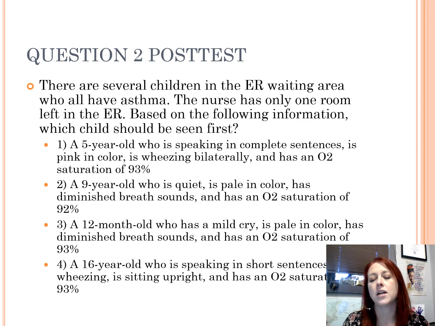The 5-year-old who is speaking in complete sentences, is pink in color, is wheezing bilaterally, and has an O2 sat of 93. The 9-year-old who is quiet, pale in color, has diminished breath sounds and an O2 sat of 92. The 12-month-old who has a mild cry, is pale in color, has diminished breath sounds and an O2 sat of 93. Or the 16-year-old who is speaking in short sentences, is wheezing, is sitting upright, and has an O2 saturation of 93.